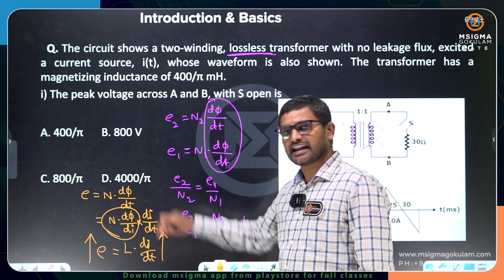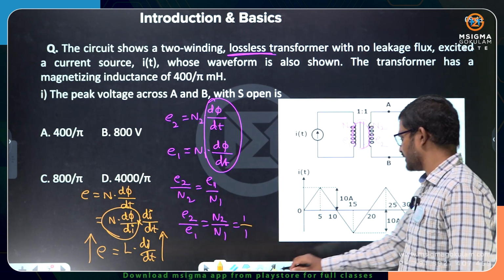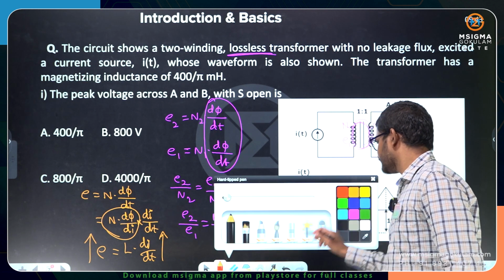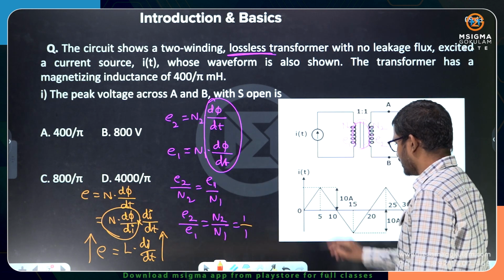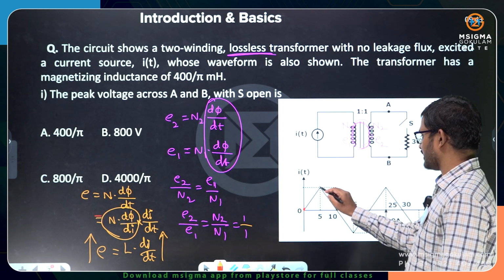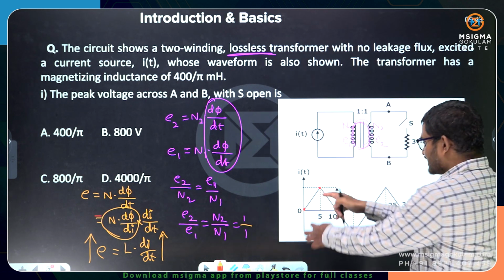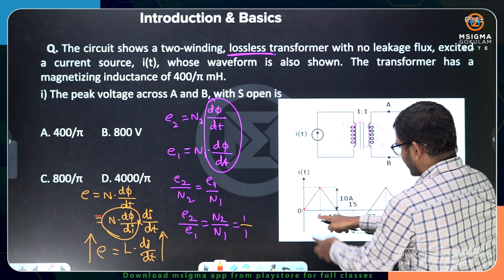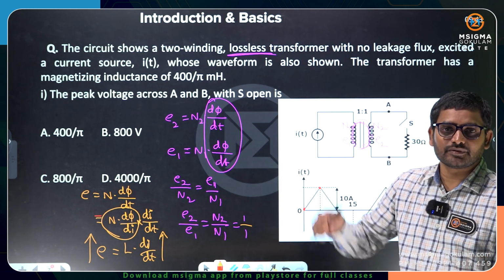When will you get the change in current as maximum? You see, look at the current waveform. So start from here and go till the maximum point. If you take it till the maximum point, the change is from 0 to 5 milliseconds, where the change in current is maximum.